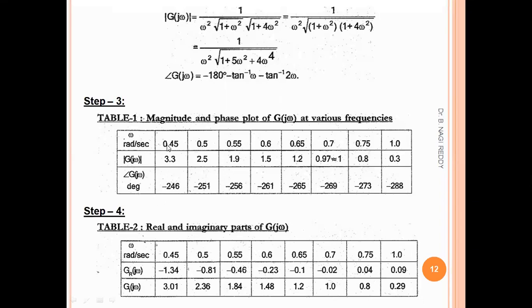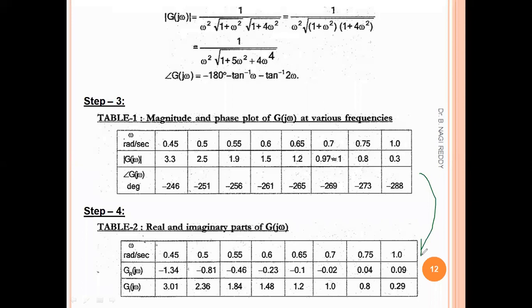So likewise, for all the omega values, calculate this table 1, which is our step number 3. This table 1 will be used to plot the polar plot in the polar graph sheet. The polar graph can be plotted in two types of graph sheets. One is the polar graph sheet and the second one is a rectangular graph sheet, which is also called a normal graph sheet.